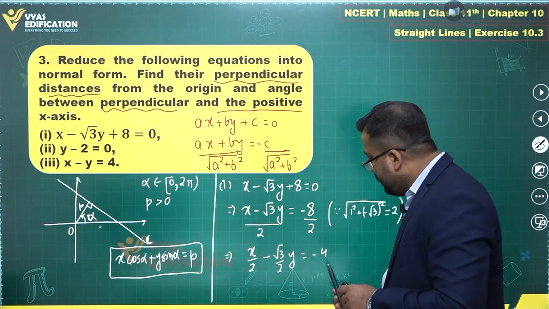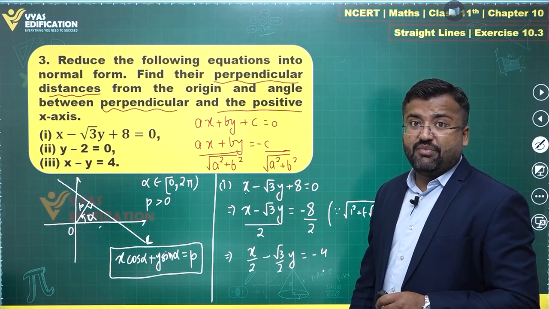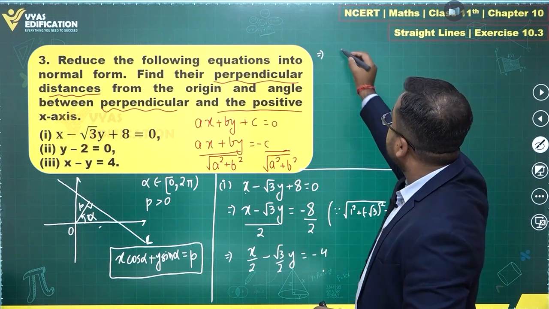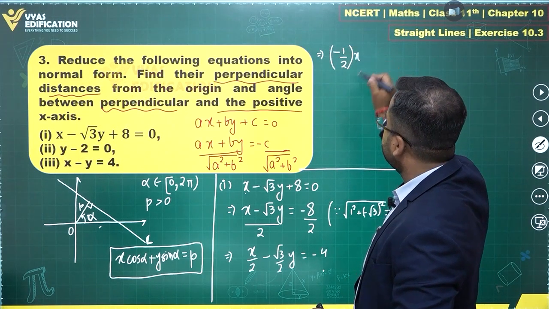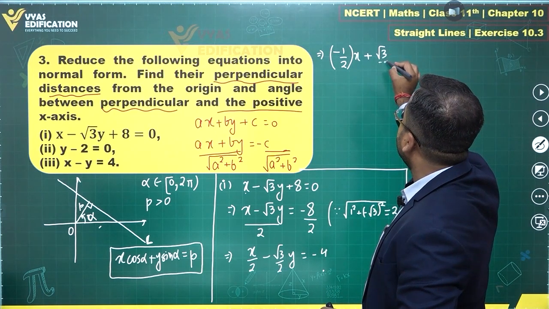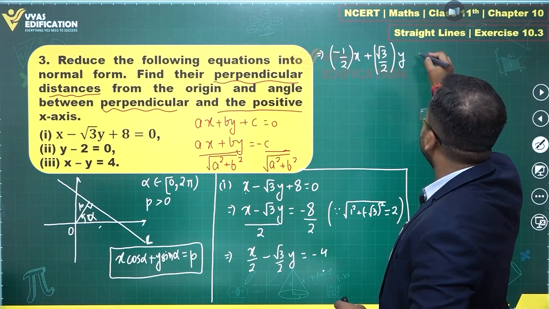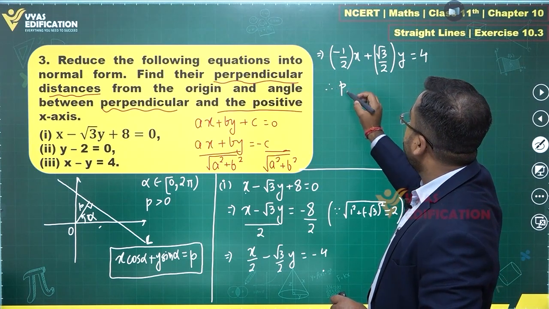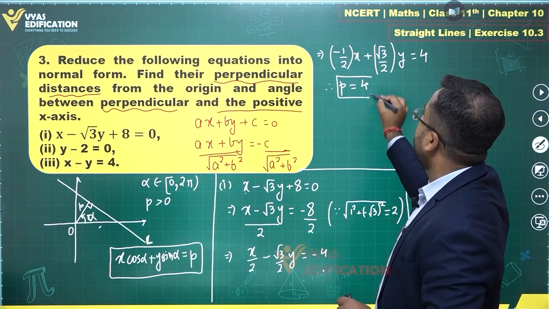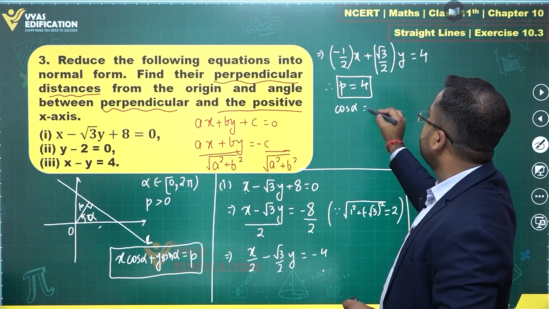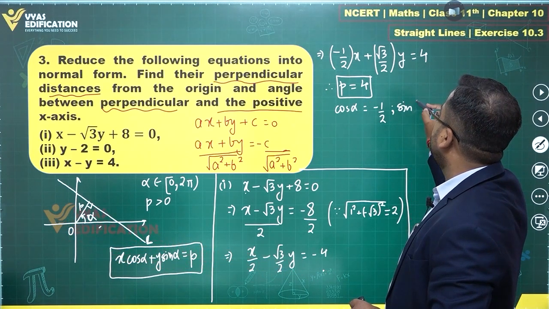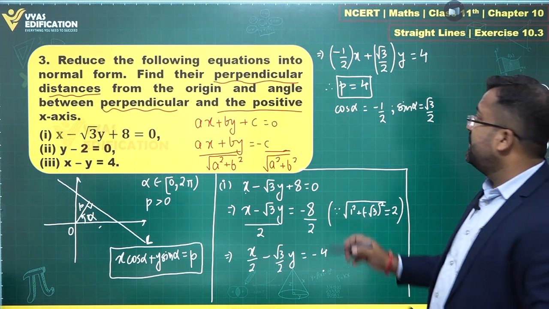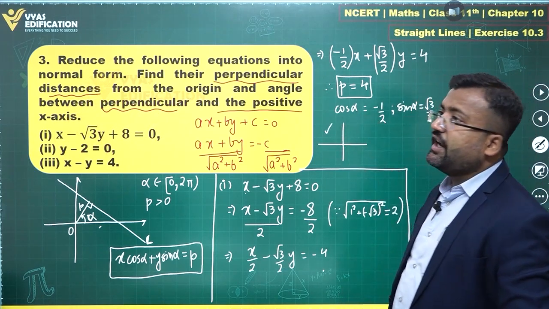But still, you'll have to focus on the next thing, which is to make this positive, right? So, for making this positive, I'll multiply throughout with a minus. This will become minus 1 by 2 as the coefficient of x, plus square root of 3 by 2 with y is equal to 4. So, one thing is certain, that p is equal to 4, and cos alpha is equal to minus 1 by 2, sin alpha is equal to root 3 by 2. Which quadrant is this? If cos is negative and sin is positive, you are actually looking at the second quadrant, right?